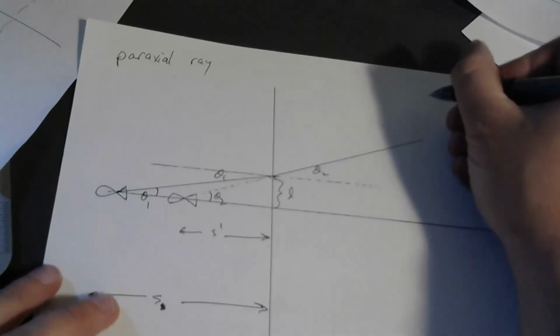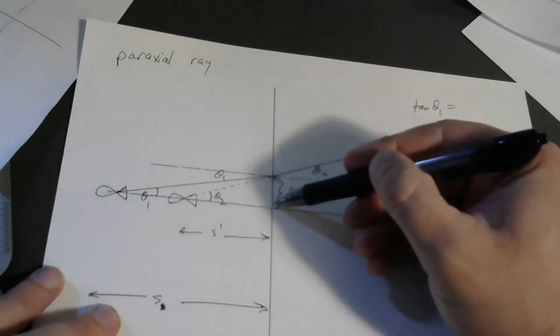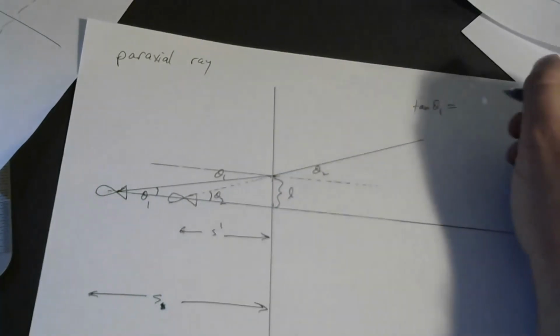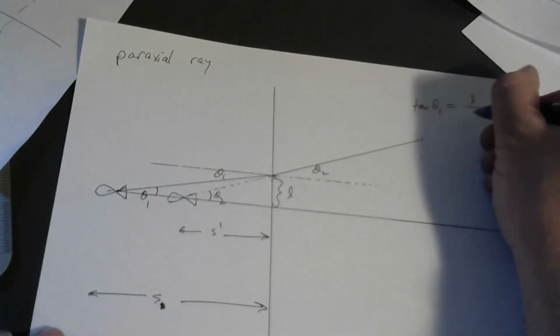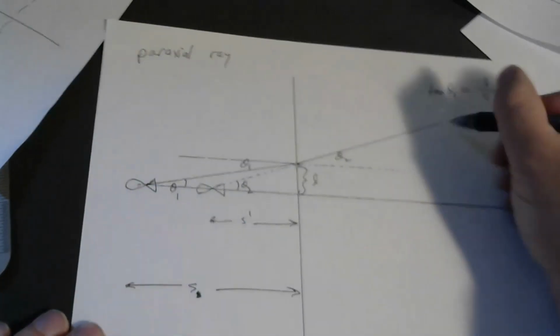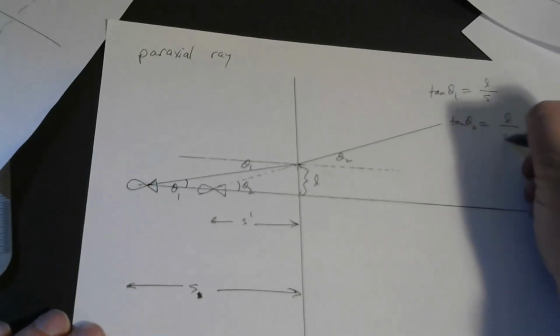And would you agree with these two statements? The tangent of theta 1 is, I'm labeling this distance L, that's from the optical axis to where the ray hits the boundary. Tangent of theta 1 would be L over the object distance S. I'm using this big triangle. And the tangent of theta 2 is L over S prime.